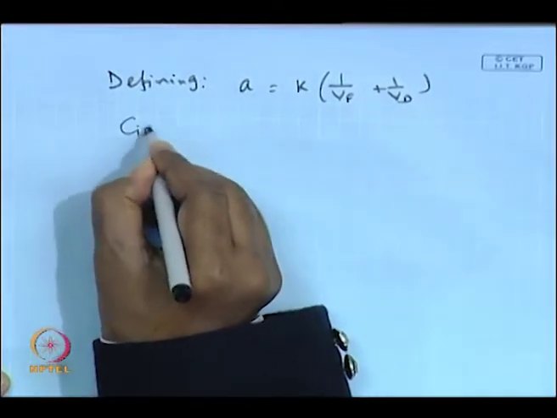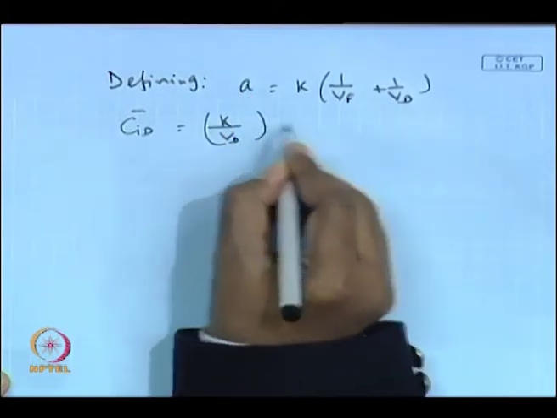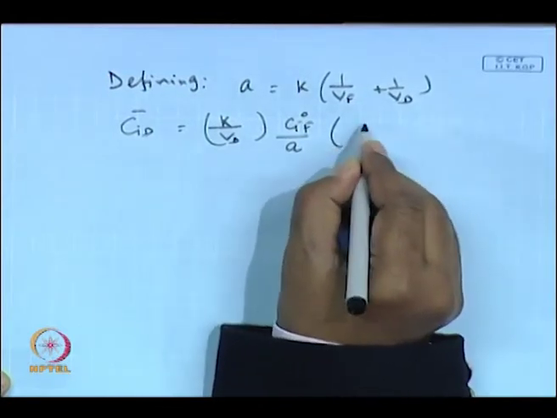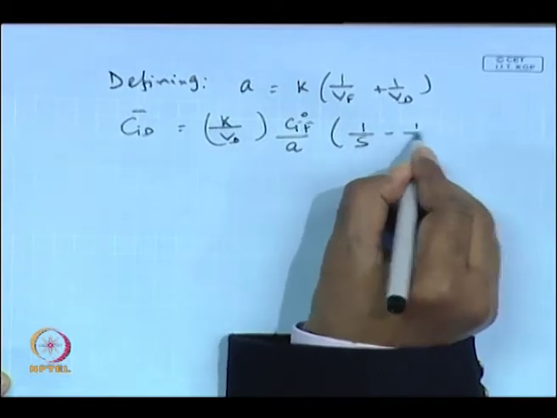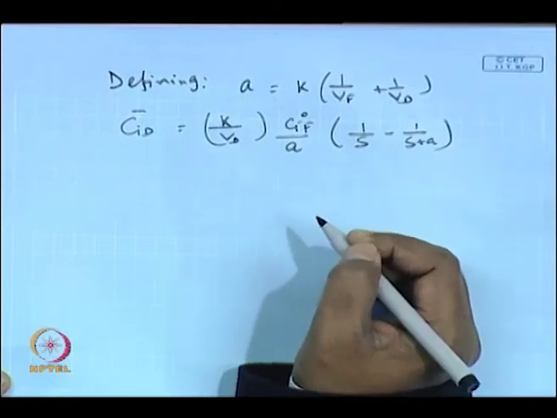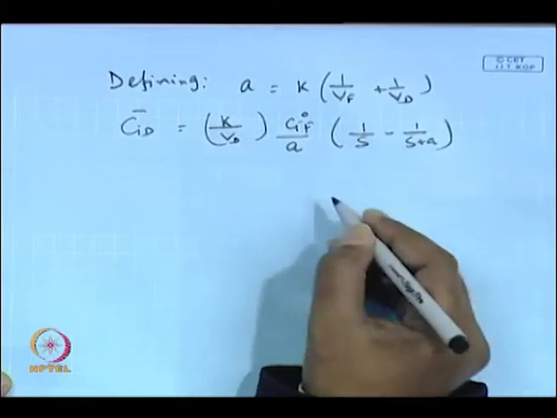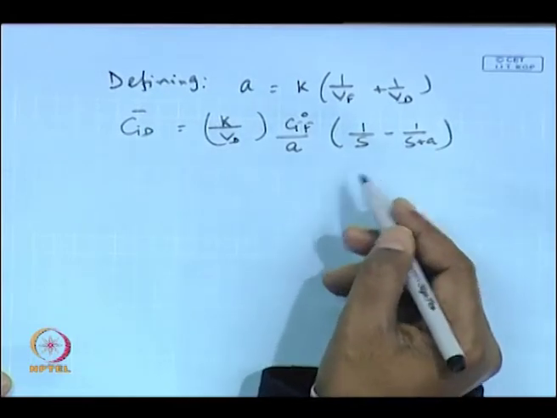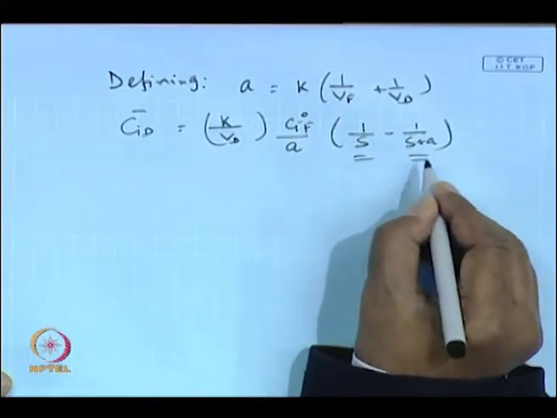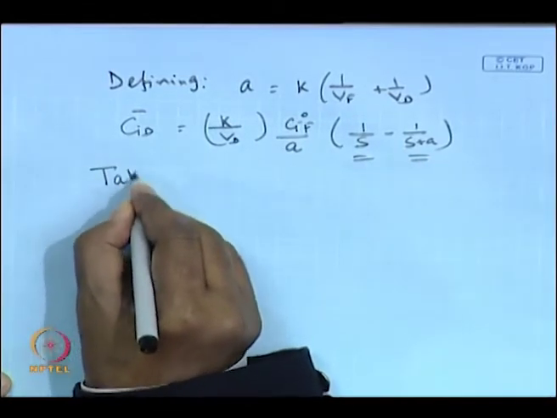So, C_ID bar basically becomes K by V_D times C_IF naught divided by A into (1 over s minus 1 over s plus A). So, we make this s squared plus s K and all this into rational fractions. Okay. And now you are in a position to take the inverse Laplace, because they are now in an amenable form. The inverse of this will be 1, and the inverse of this will be e to the power minus A t, right. So, take the inverse Laplace transform.